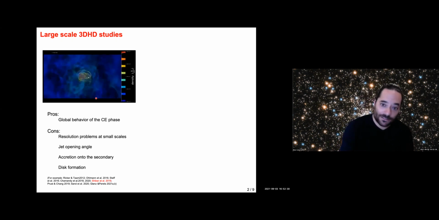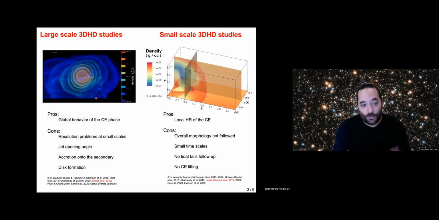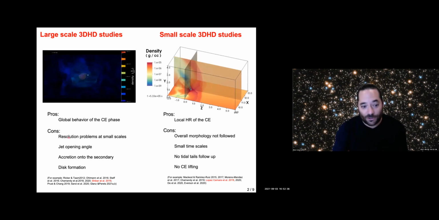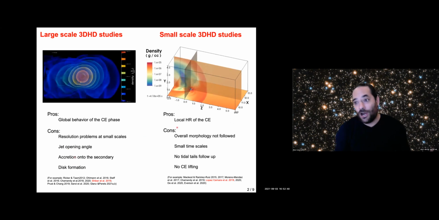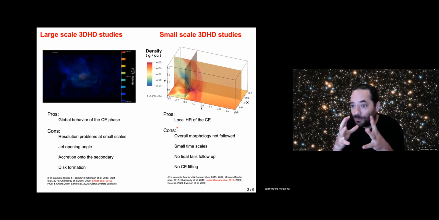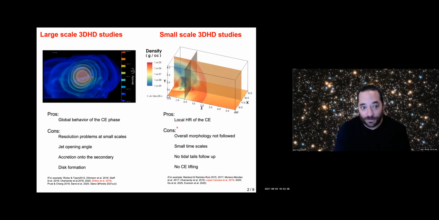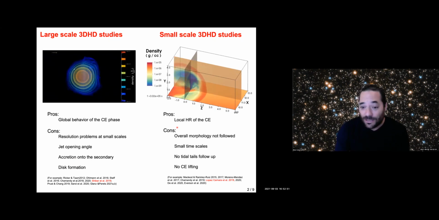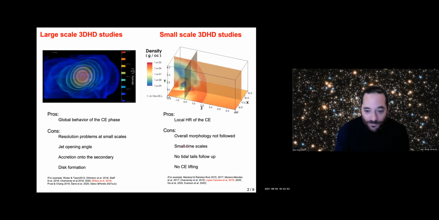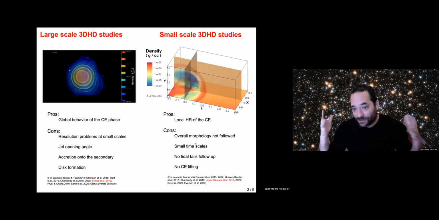On the other hand, we have small-scale simulations. The nice thing here is that we can see the jet opening angle, the accretion, maybe even disk formation. The con is that we only see a small fraction of the whole domain of the problem that we want to analyze. Another thing that I don't like is that you're not able to solve large times.